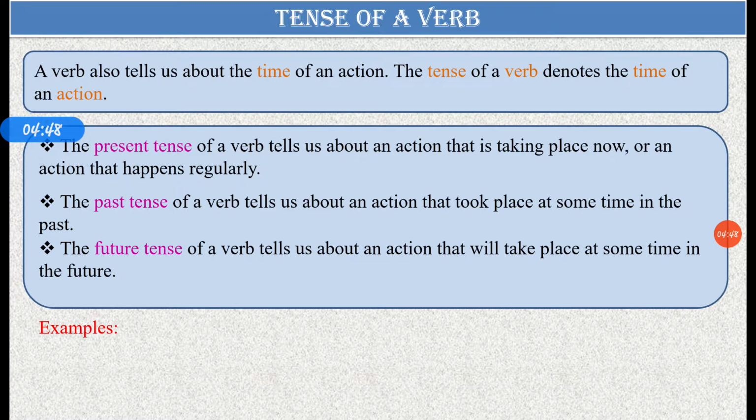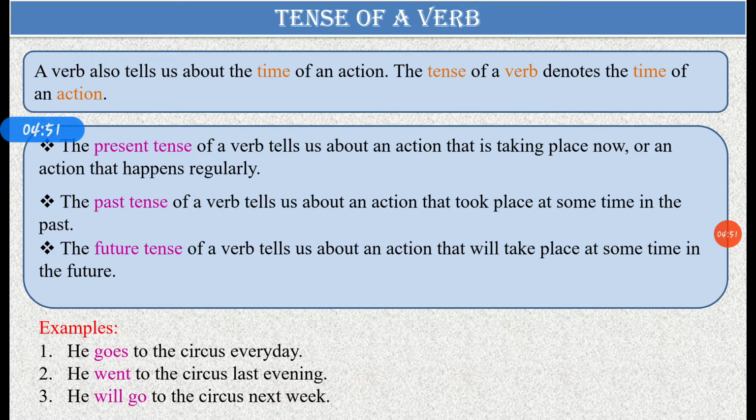There are some examples. He goes to the circus every day. He went to the circus last evening and he will go to the circus next week. In the first sentence, he goes to the circus every day, here the verb has the present tense, that is goes. It indicates the present tense.